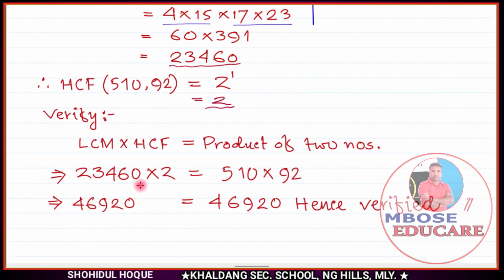Now when we multiply 23,460 by 2, the product is 46,920. Again, 510 multiplied with 92, the product is 46,920. The left hand side and right hand side came the same, hence it's verified.